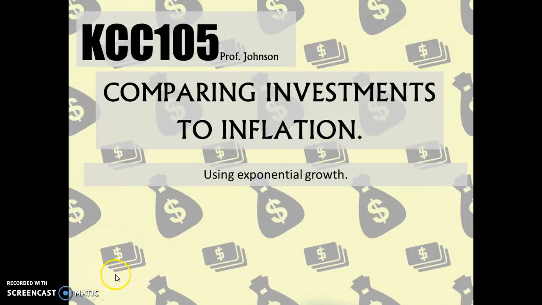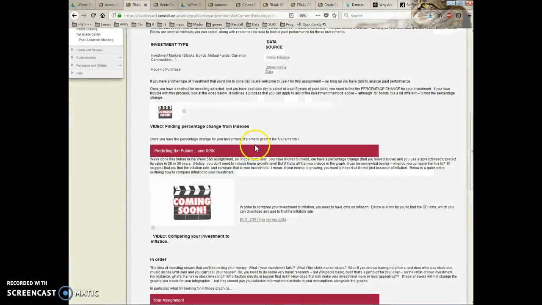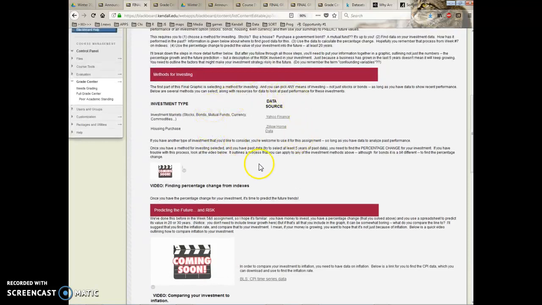KCC105, for your final graphic number 2, you're going to find an investment, look at its percentage change, and we need to compare it to inflation. Let's make sure you understand the comparison to inflation. Last video, I told you how to find a percentage change for some sort of investment.